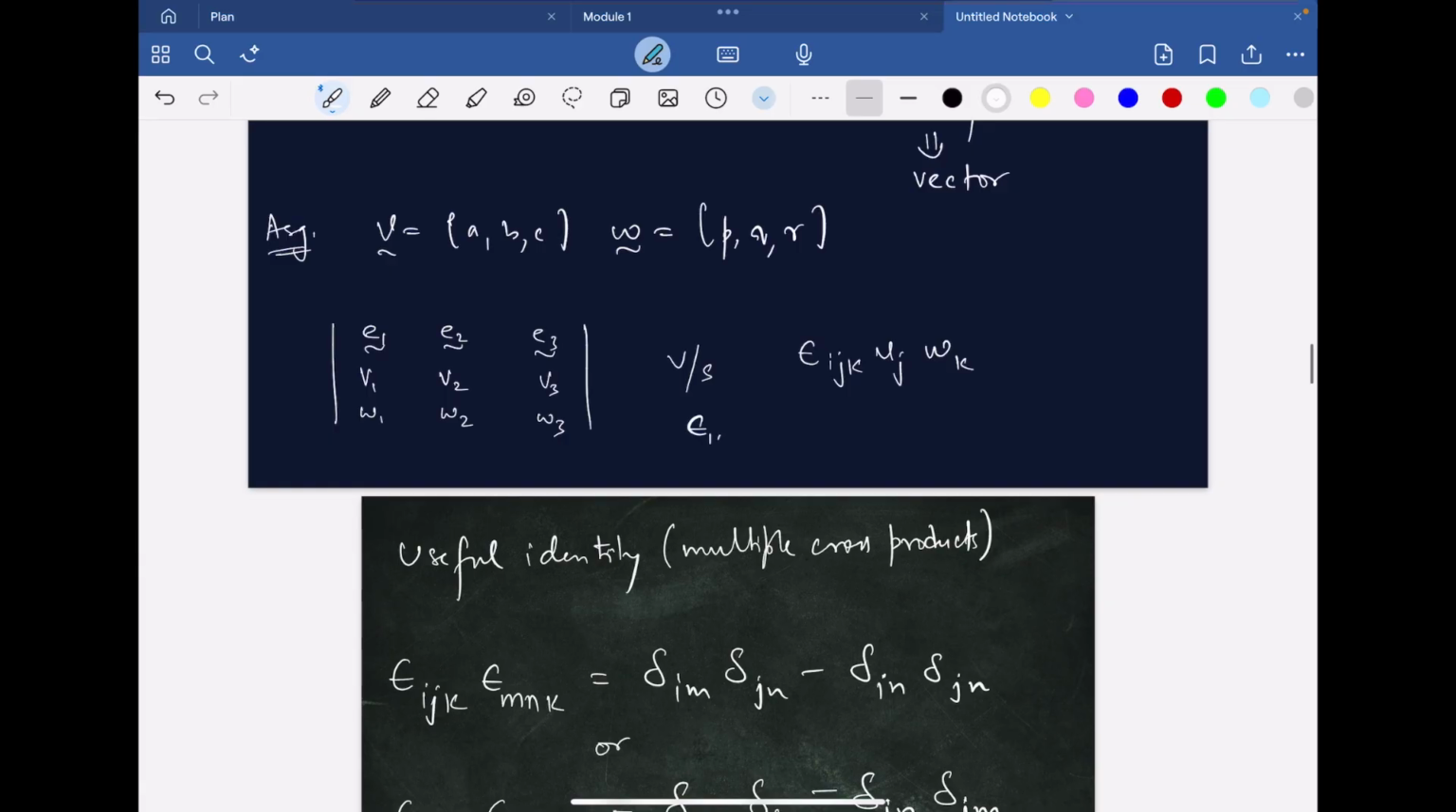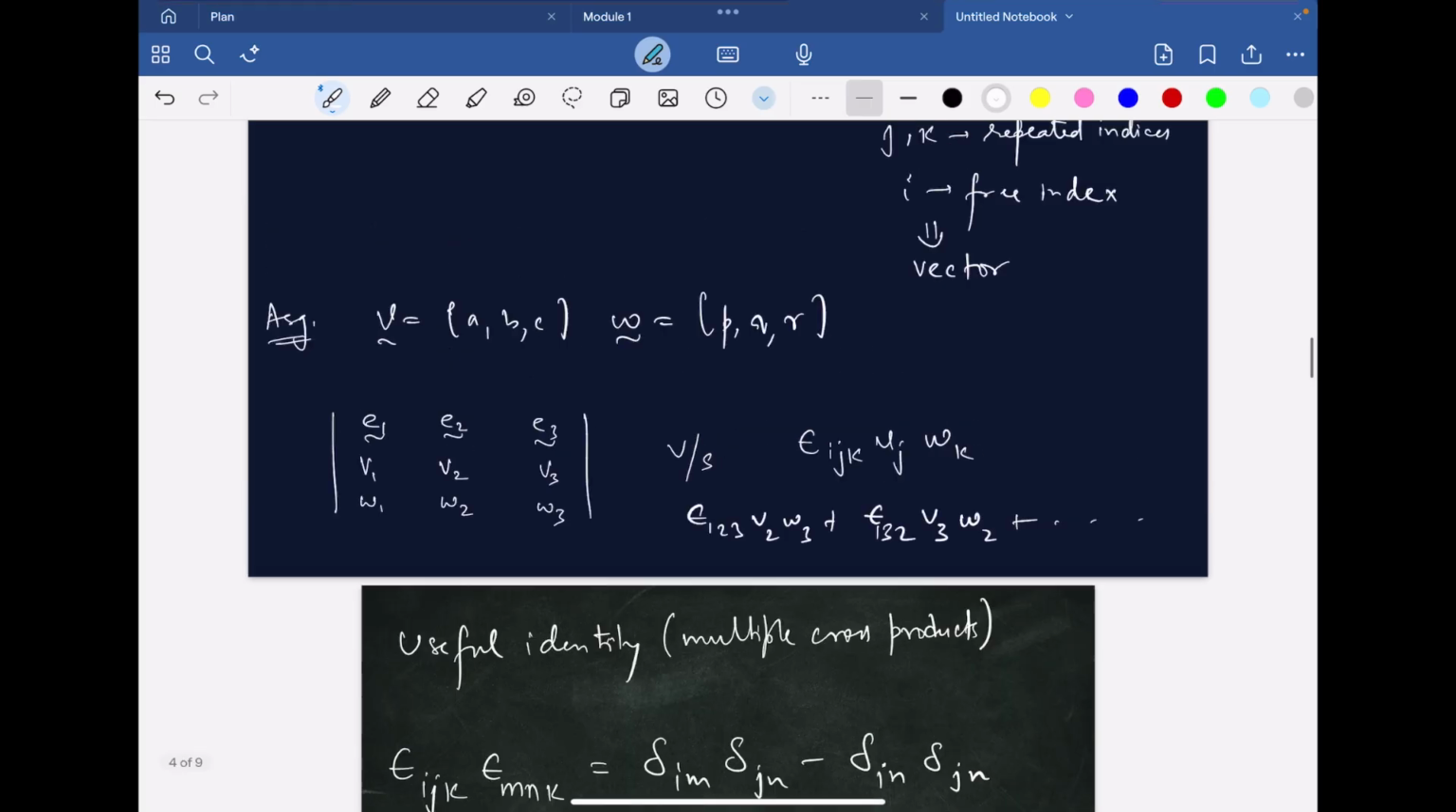You have to write it as the following: epsilon 1 2 3 v2 w3 plus epsilon 1 3 2 v3 w2, plus, and so on and so forth. You have to write many terms, and that would take a lot of time.